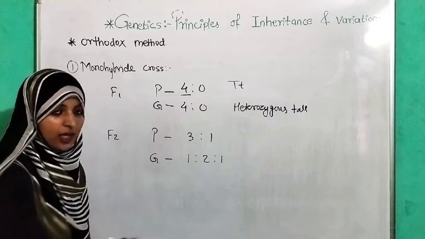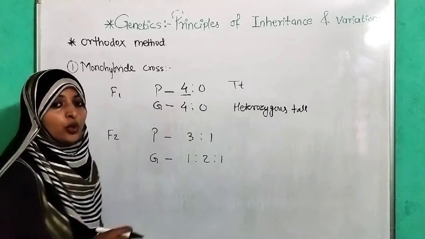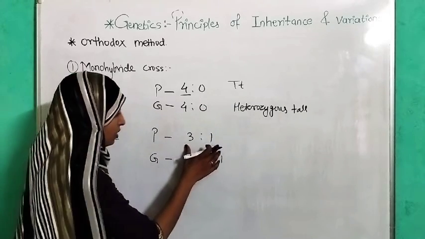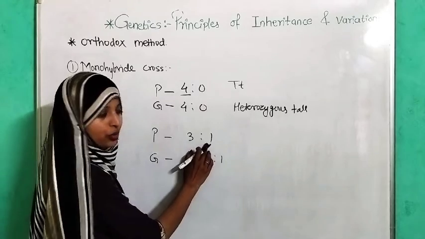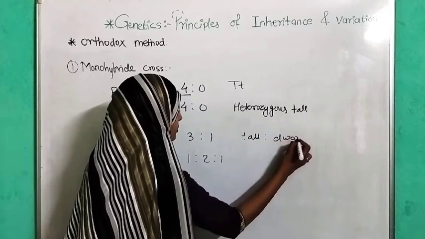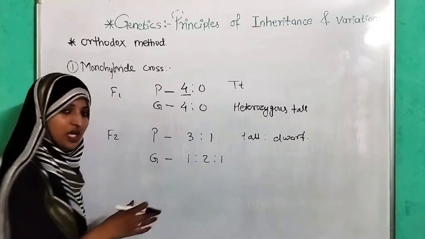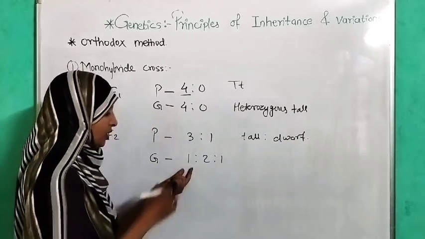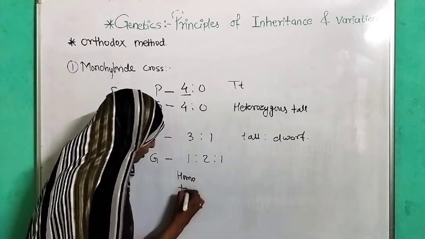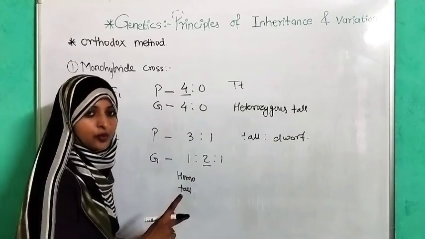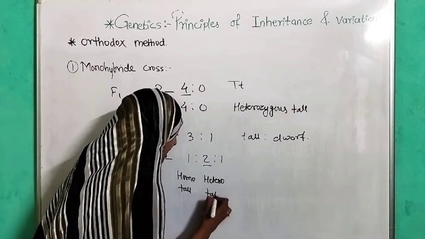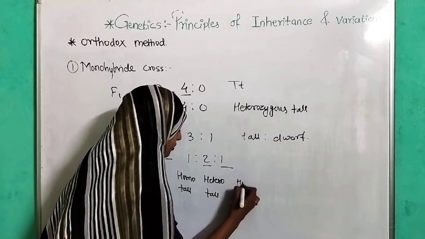If we take a selfing or a cross between two offsprings of the F1 generation, we get in the F2 generation 3:1, meaning tall as to dwarf. But if you see the genotypic ratio, then one is homozygous tall, two offsprings are heterozygous tall, and one is homozygous dwarf.